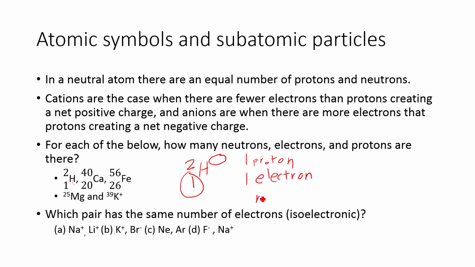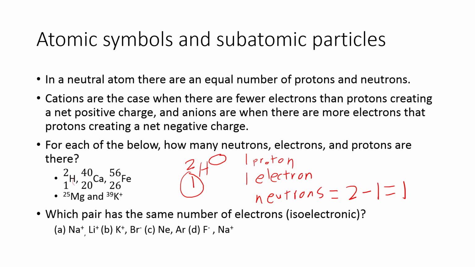Finally, to find the neutrons, we're going to have to go to our top left number. Our top left number is called our mass number. That is the number of protons and neutrons we have together. So we take the mass number, subtract our atomic number, and we're left with how many neutrons we have. So this system has 1 proton, 1 electron, 1 neutron.